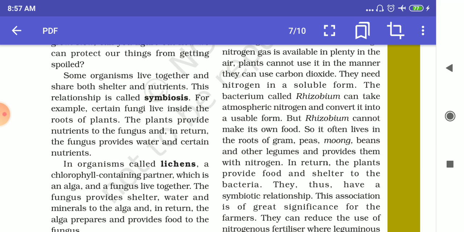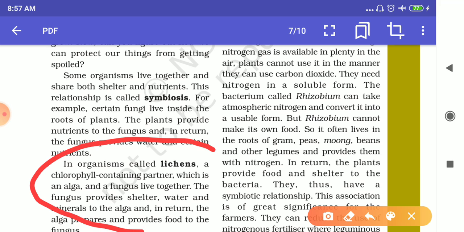Fungus provides shelter and water for this association, and in return alga prepares the food for both of them, for itself and for the fungus. So in this type of relationship, plants live together in association and mutually benefit each other.